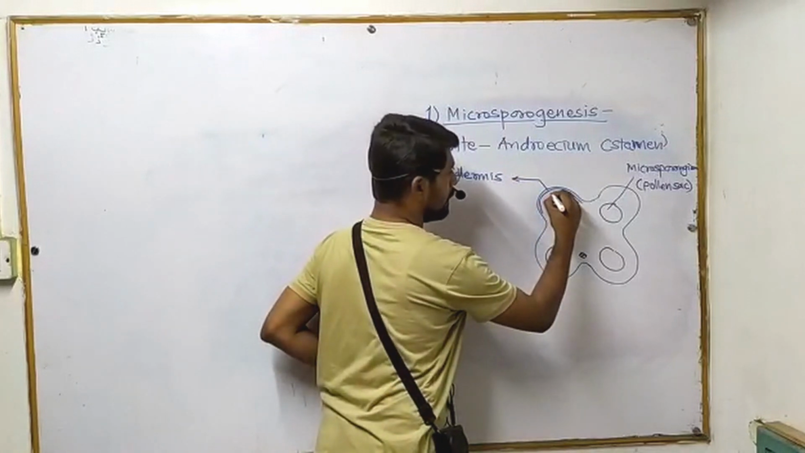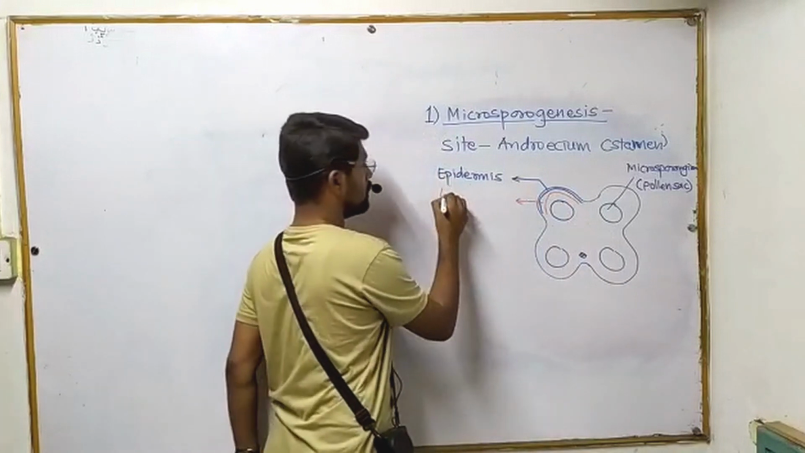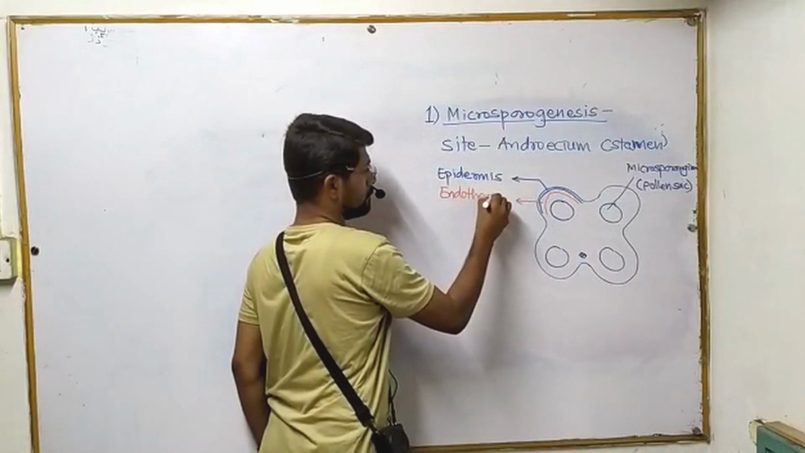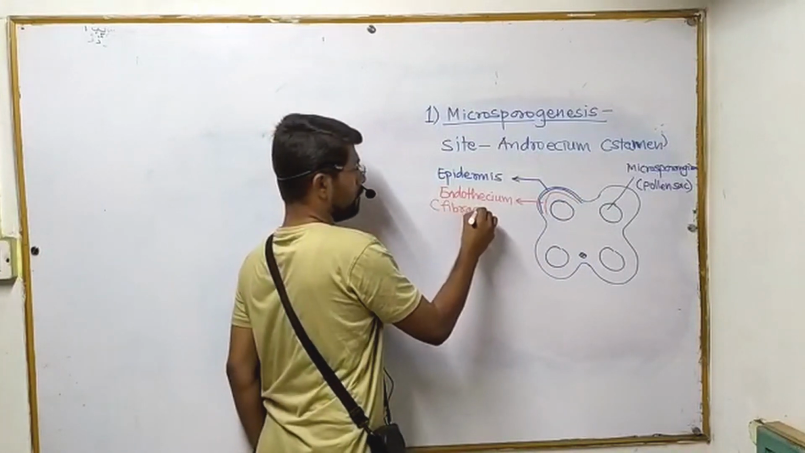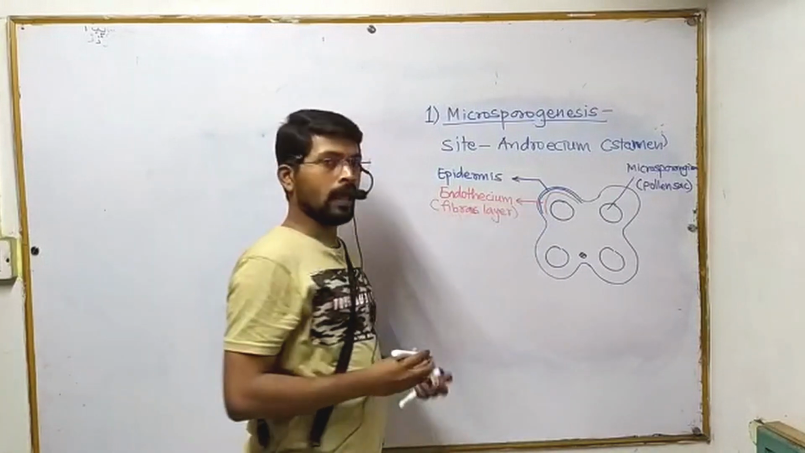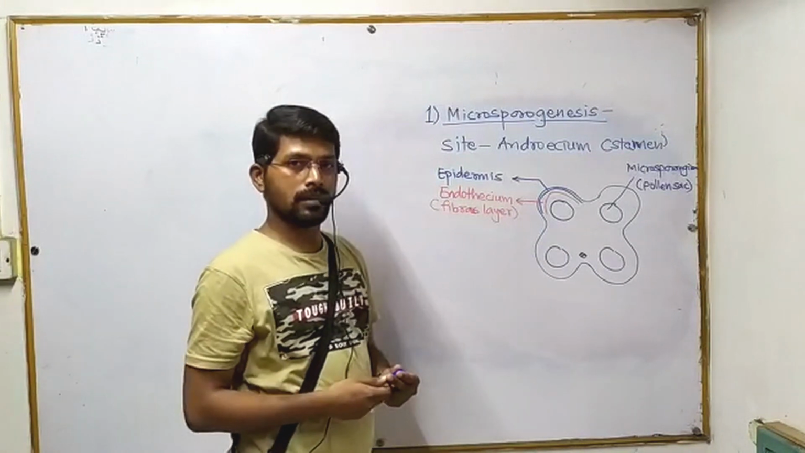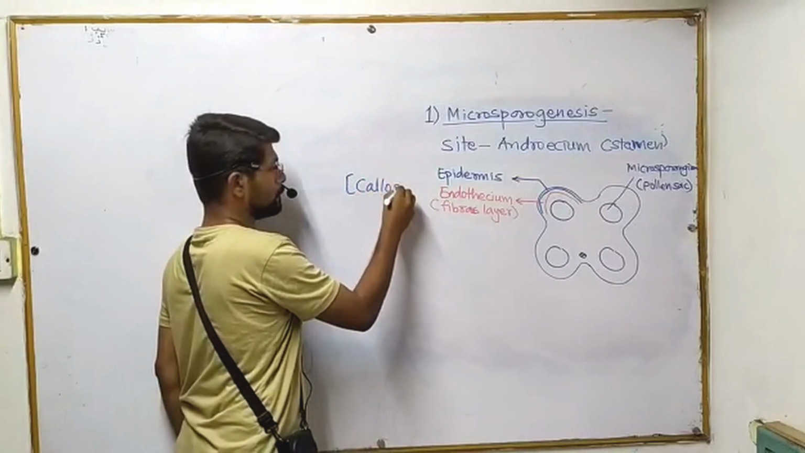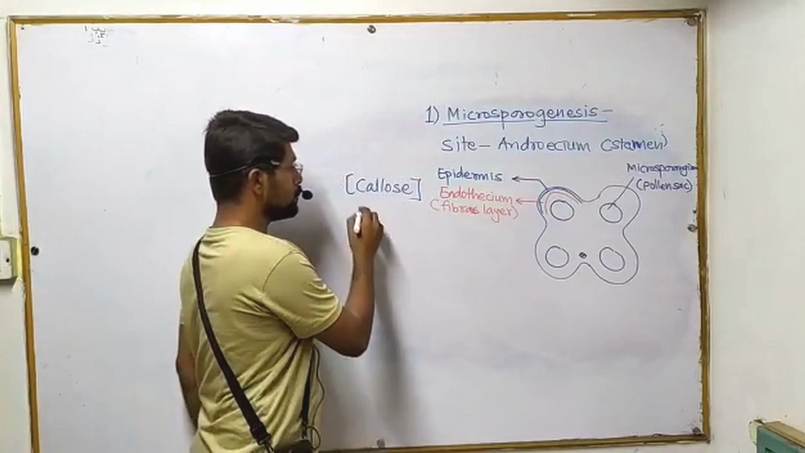Epidermis is followed by a layer which is called as endothecium. And this endothecium is also called as a fibrous layer. It is called as fibrous layer because this layer shows characteristic deposition of a substance which is called as callose. And this callose is hygroscopic in nature.